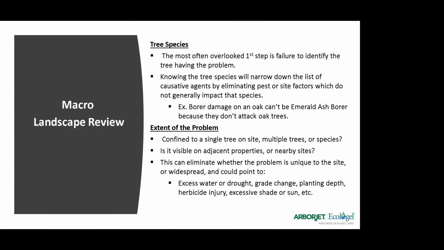It could be excessive water or drought, grade change, planting depth, herbicide injury, excessive shade or sun on that one property. Or if it's in a much more plentiful condition across the community, then it could really be something that's far broader in its impact and something you need to be aware of that's not unique to that property. But this can very rapidly narrow down the list of culprits just by knowing tree species and the extent of the problem. Then let's look at patterns.